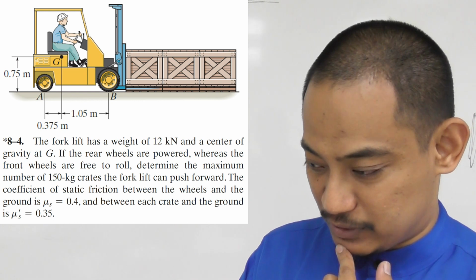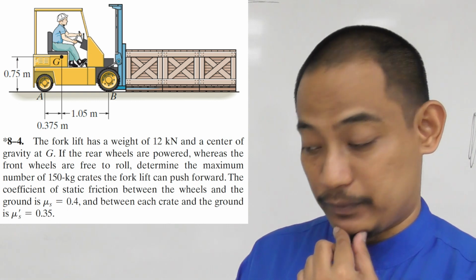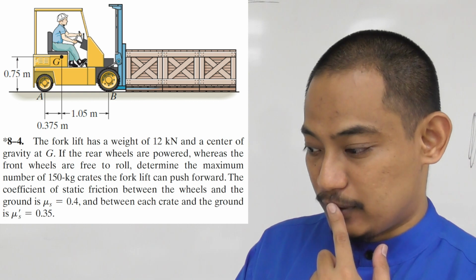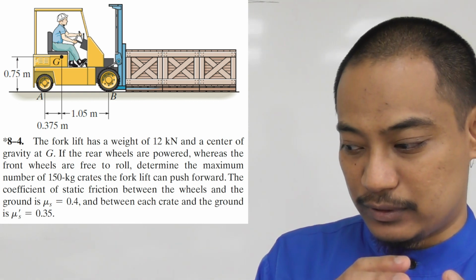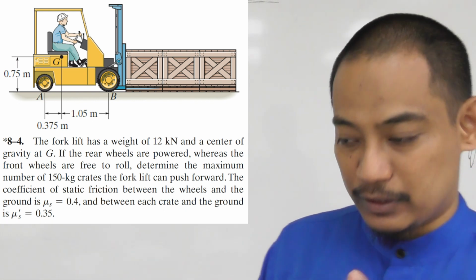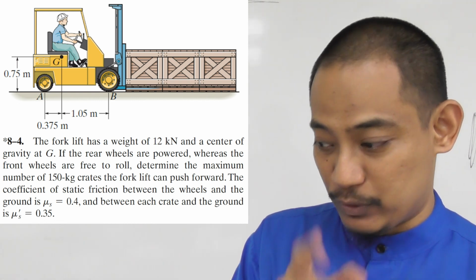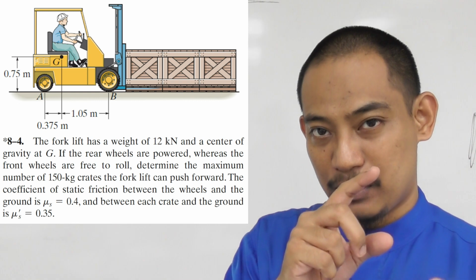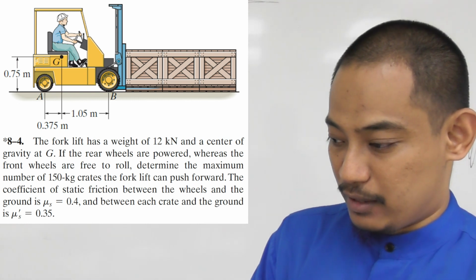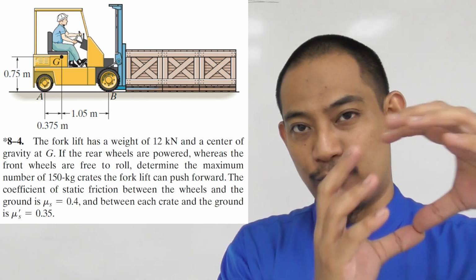The coefficient of static friction is given there for both the wheel and also for the crate and the ground, right? So basically, several information is given there. One is in terms of the function of the two tires, front and back, right? It says that the rear wheel, meaning the back wheel, is powered, meaning that is the wheel that is pushing the forklift to the front, right? And then the front wheel are free to roll, meaning that that wheel is just following the motion, right?